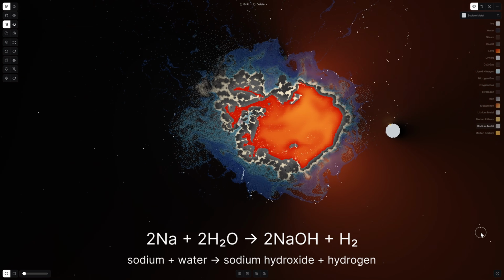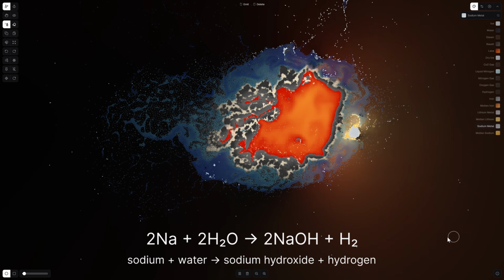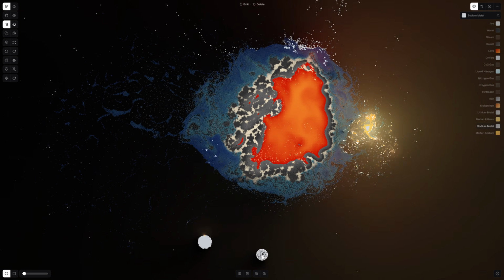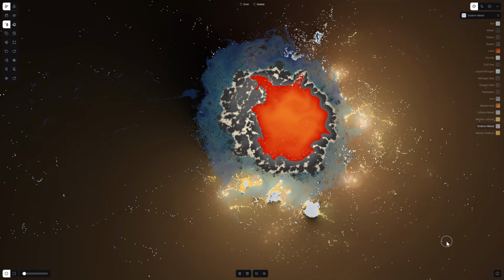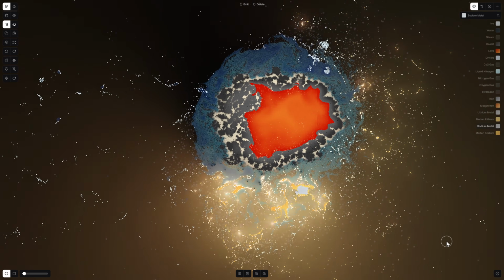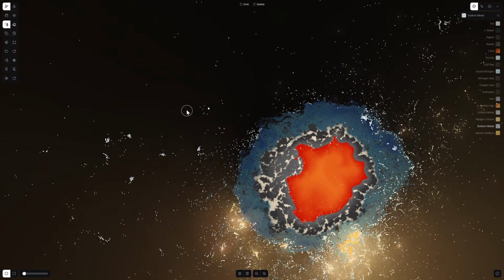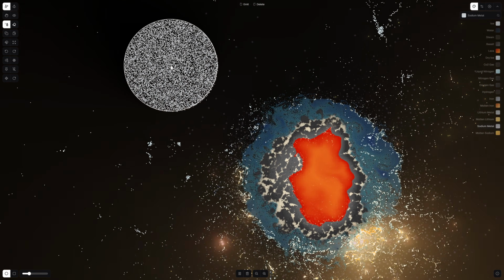Okay, so starting with a water and lava planetoid, we're going to drop some small balls of sodium into the water. Sodium and water react to produce sodium hydroxide and hydrogen gas. Because it's exothermic, there's also a bit of steam produced.